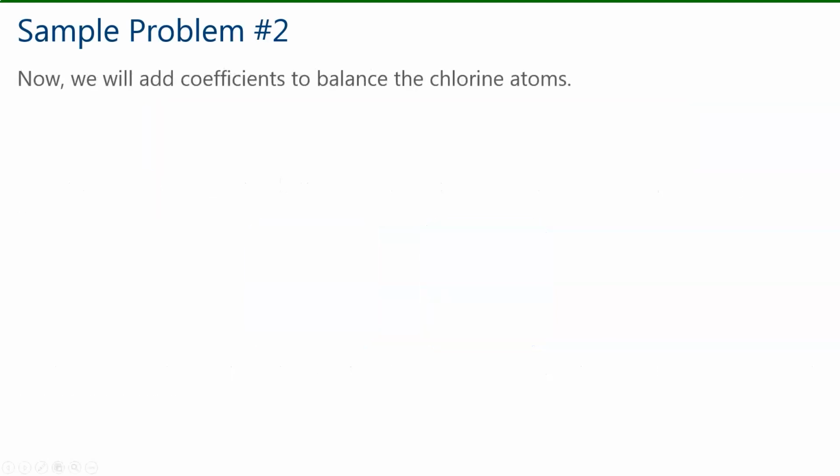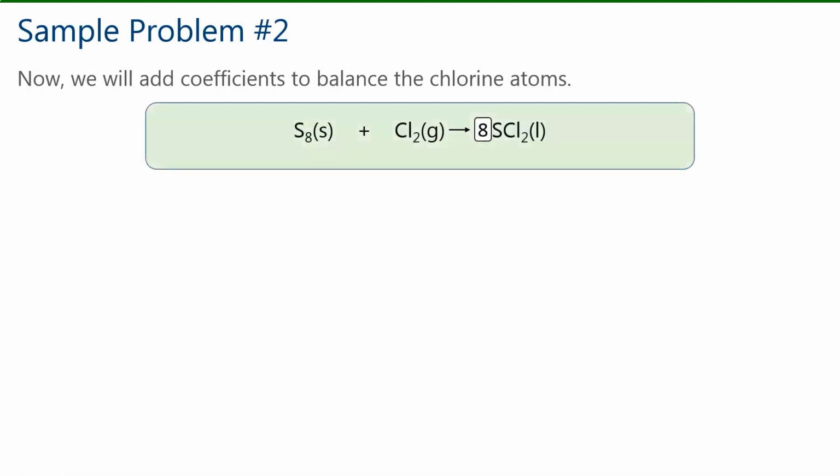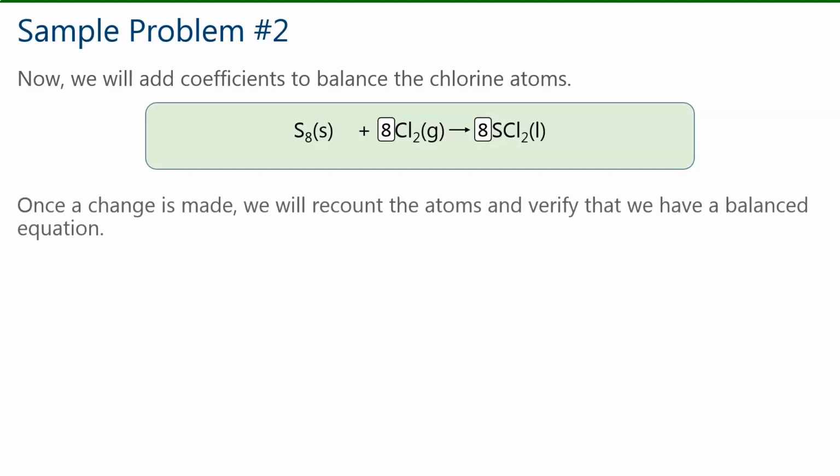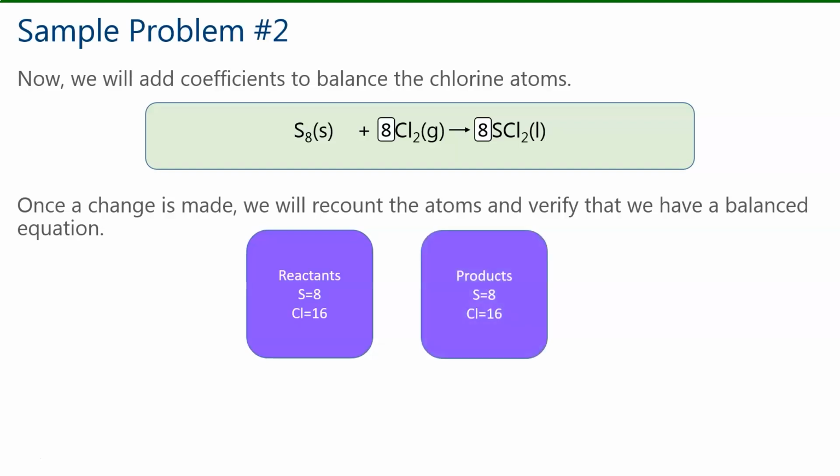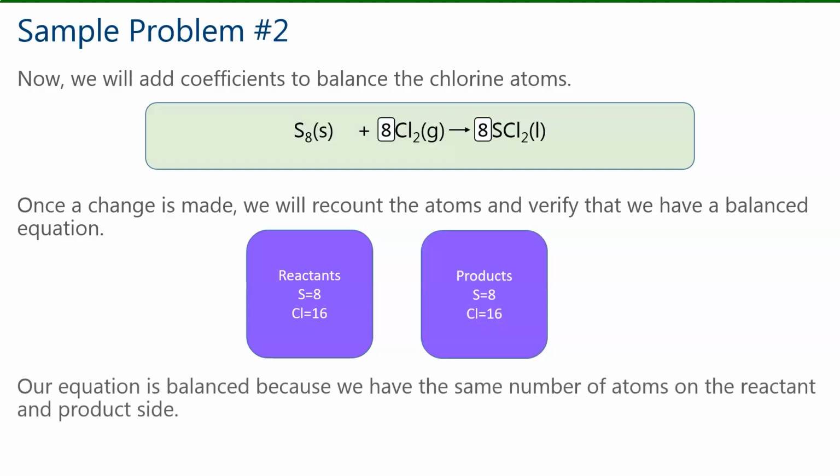Now we will add the coefficients to balance the chlorine atoms. So we will put an 8 in front of chlorine on our reactant side. And once that change is made, we will recount the atoms and verify we have a balanced equation. On our reactant side, we have 8 sulfur and 16 chlorine. On our product side, we have 8 sulfur and 16 chlorine. Our equation is balanced because we have the same number of atoms on the reactant and product side.